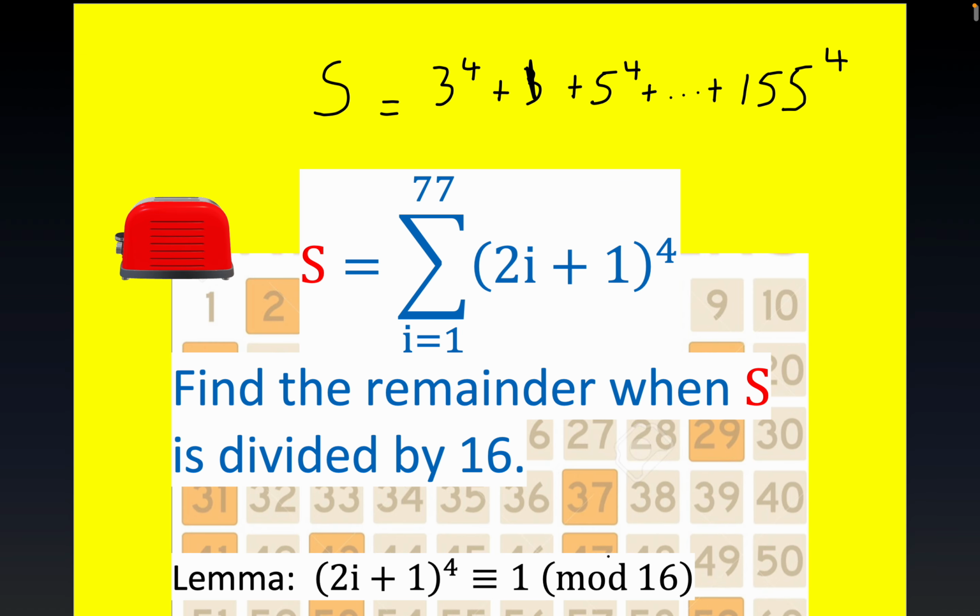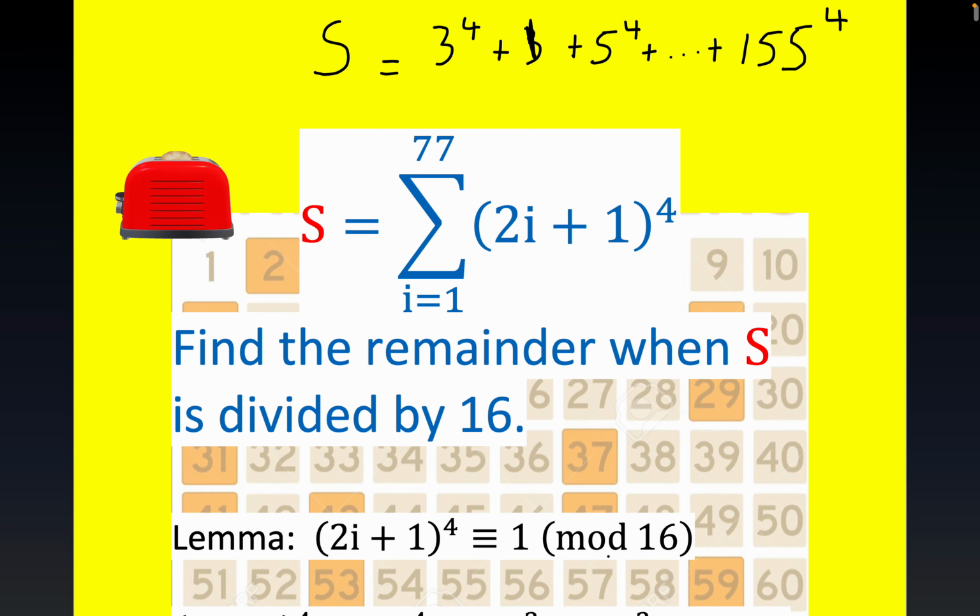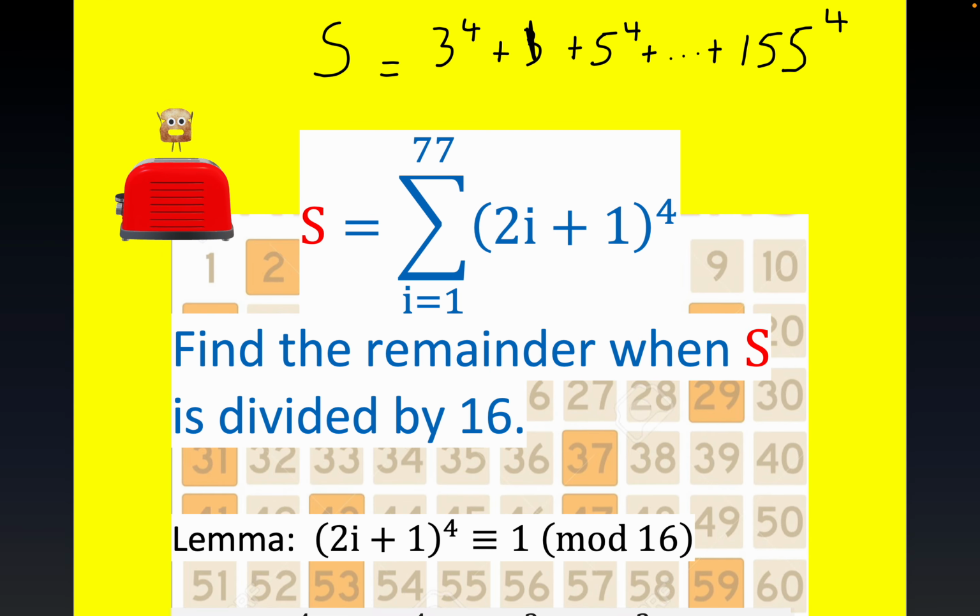Now there's a result here that turns out to be huge. This lemma, which I'll prove for you, states that each of these summands is congruent to 1 mod 16. So we'd basically be done once we prove this, because you just add up, this would add up to 77 modulo 16. Then you just divide that by 16 and get your remainder, bam, done.